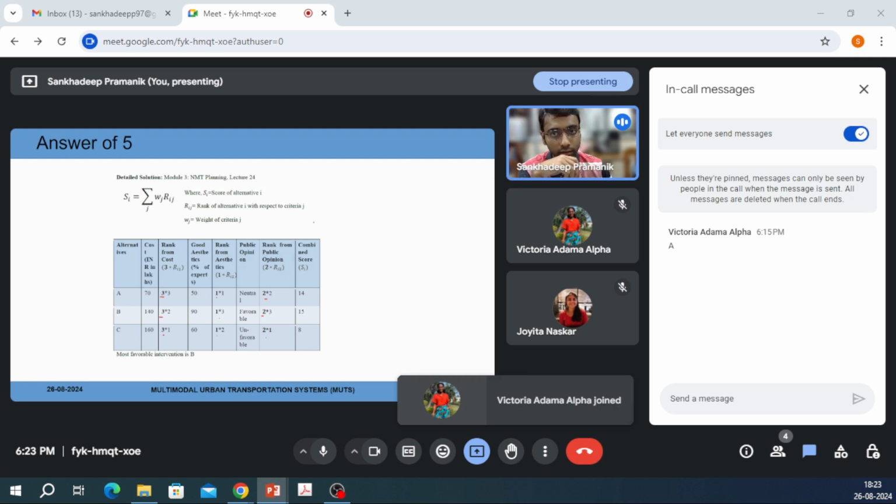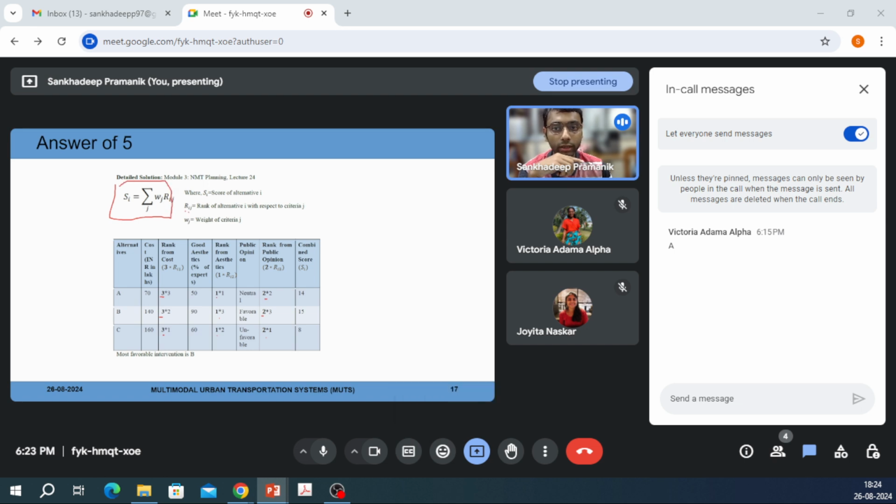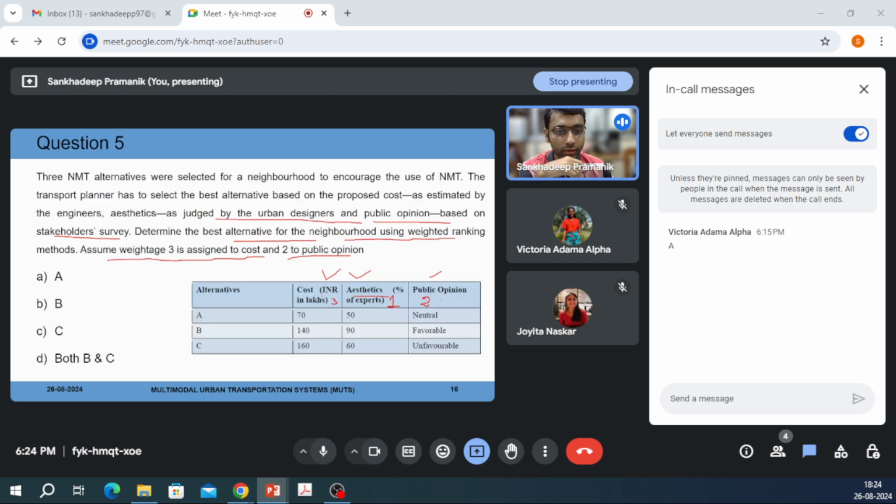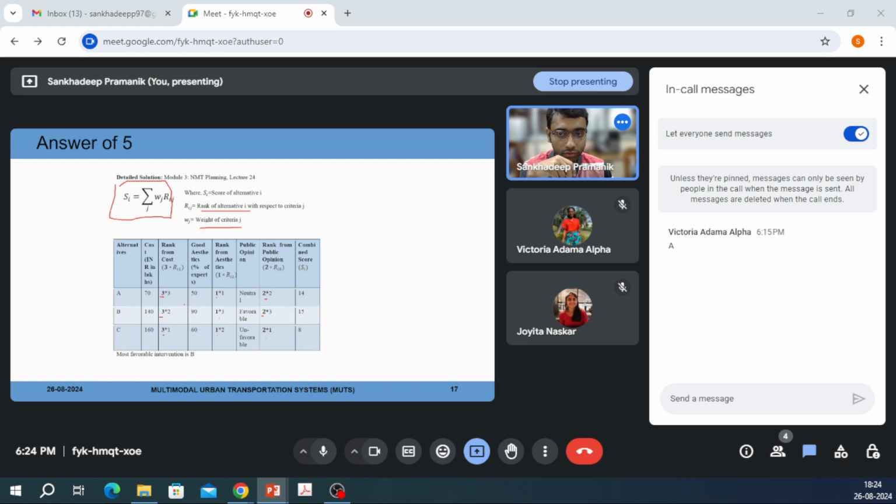And the score, we know this formula that score for a particular alternative is the multiplication of rank of alternative and weighted criteria. So in this question the cost is 70, 140, 160. So we have to rank this. 160 is the worst, you can say, and 70 is the best. So we are ranking 1 to the worst. 160 is the worst, so 1. Then 70 is the best, which is 3, and in between we can give 2.